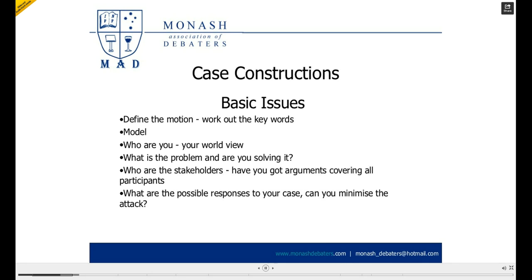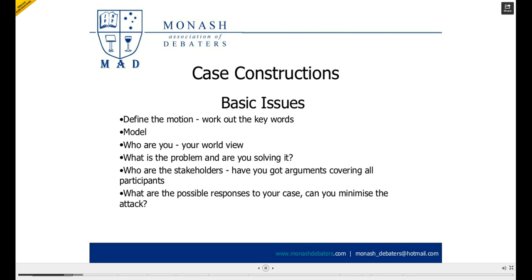And the last thing we're going to talk about is what the possible responses to your case are and how you can deal with those. Because it's not enough just to write what you think is a strong case. You need to be realistic and acknowledge that sometimes you're going to have to argue for some stuff that's actually pretty crappy and it could be incredibly difficult. You need to acknowledge that from the get-go, at the very beginning of your case construction, and build in responses.